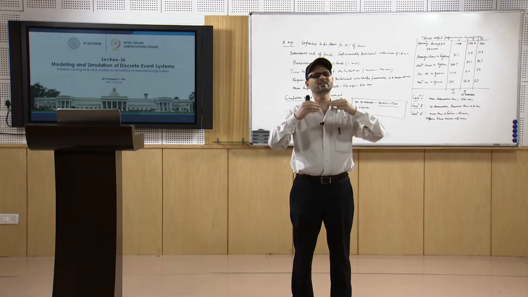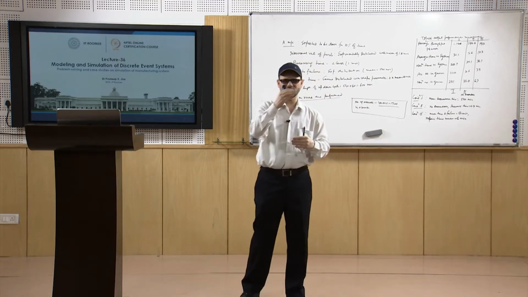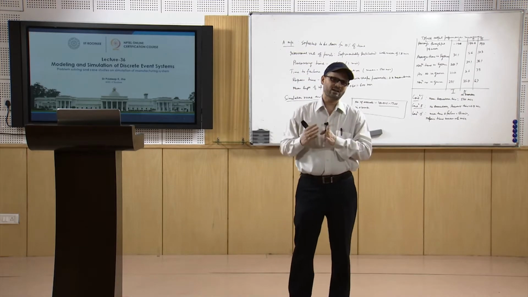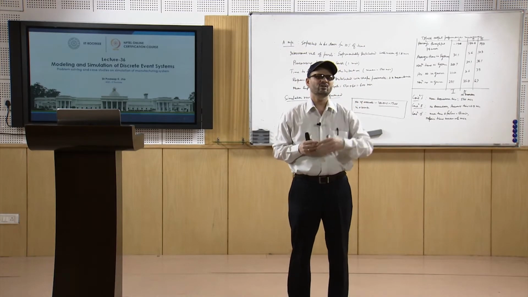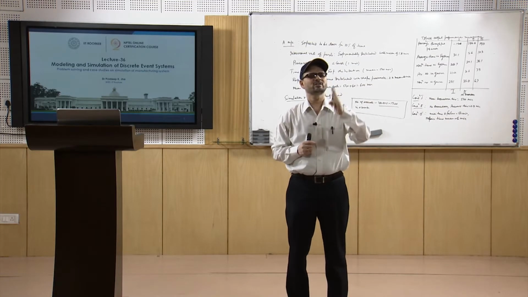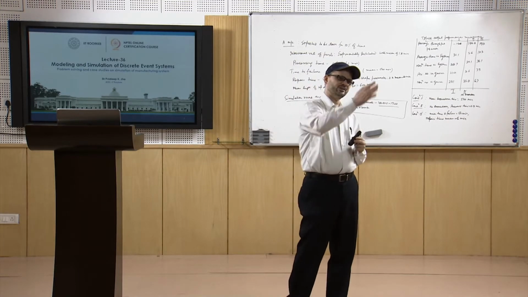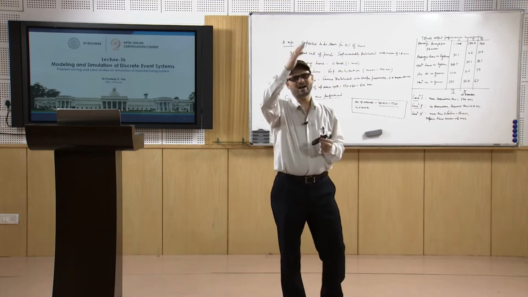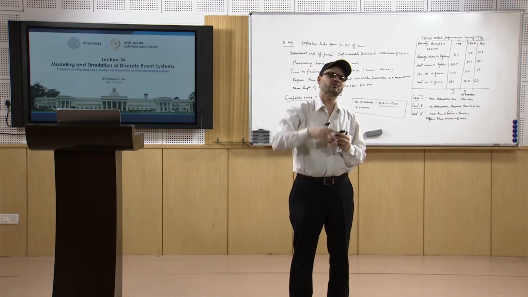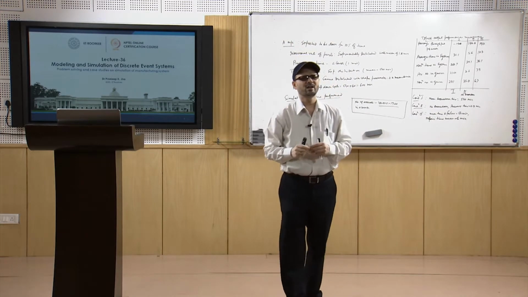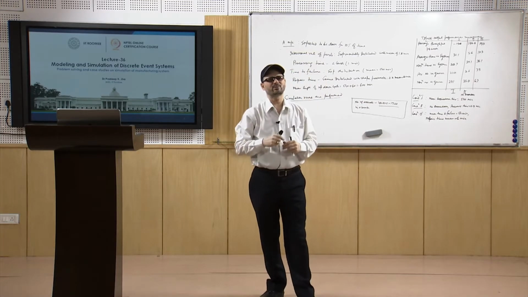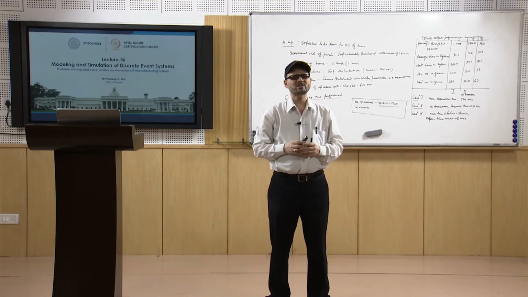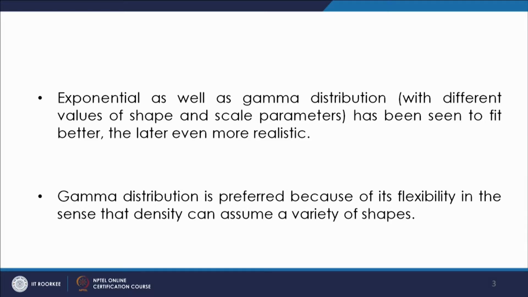What has been seen in practice is that if you have the data and try the exponential, many times it does not fit very well, especially near the ordinate axis. It will meet at that point, but then you will see that the actual values are quite high, having high probabilities. So, we will see certain cases of how they are changing. The gamma distribution is preferred, as we discussed, because of its flexibility.